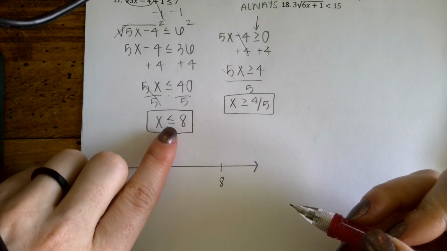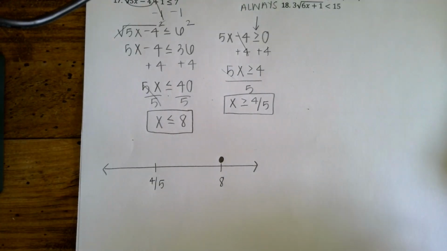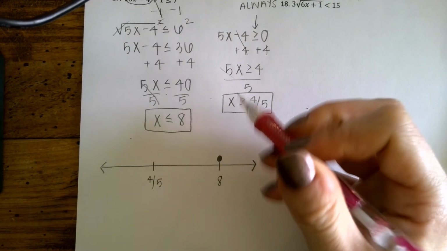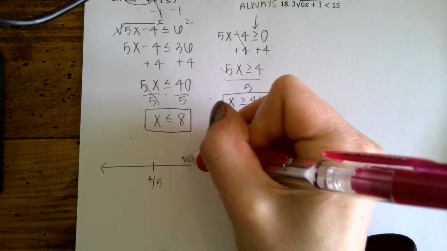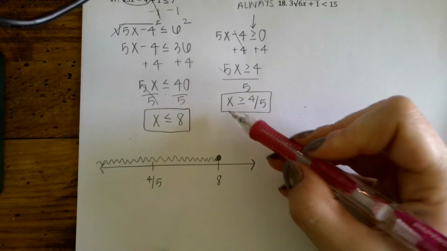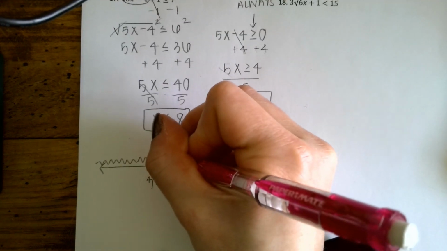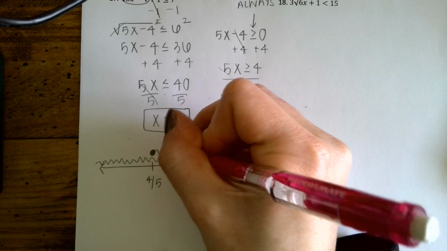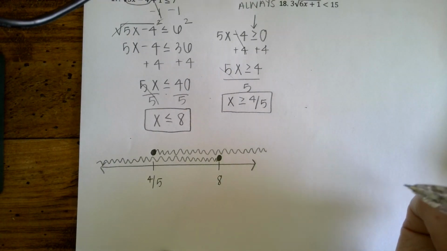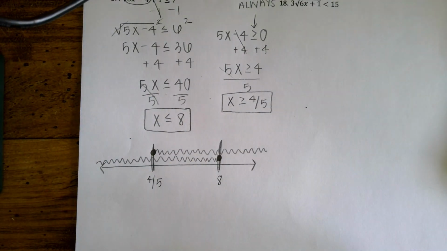Since x is less than or equal to 8, we're going to have a closed circle here. Closed circle because it's or equal to, there's that bar underneath. And I want less than, so that means I'm going to be shading everything to the left. I needed x to be greater than or equal to 4/5, so I would have a closed circle on 4/5, and greater than means I would be shading to the right. My final answer is where it was double shaded, which is in between the 4/5 and the 8.